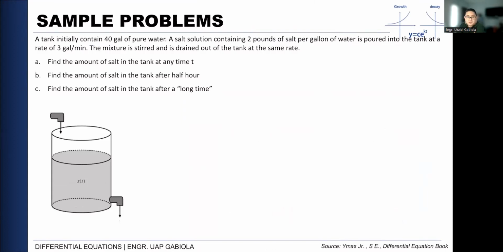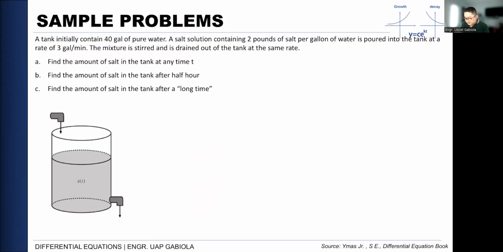A salt solution containing 2 pounds of salt per gallon of water is poured into the tank at a rate of 3 gallons per minute. The mixture is stirred, hinalo, and is drained out of the tank at the same rate. Ang pinapahanap sa atin, find the amount of salt in the tank at any time t, find the amount of salt in the tank after half hour, and then find the amount of salt in the tank after a very long time. Okay? So yun yung nakalagay sa kanya.